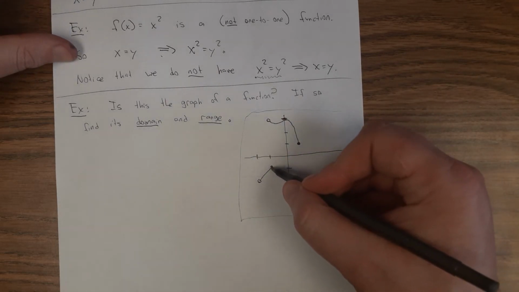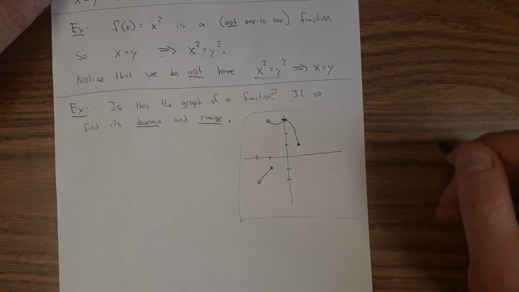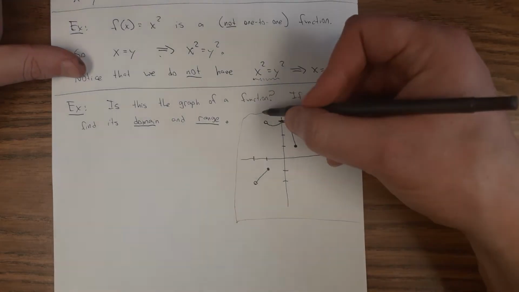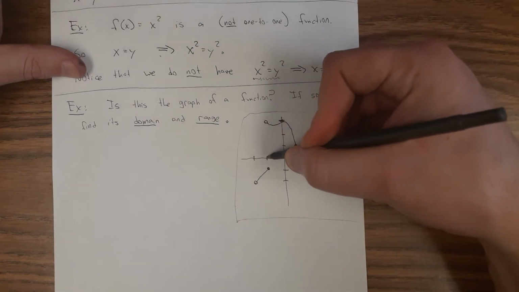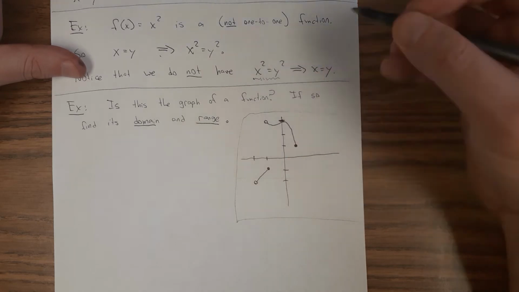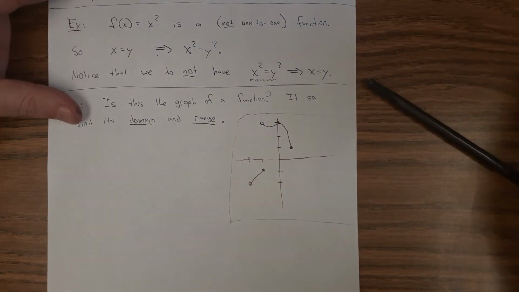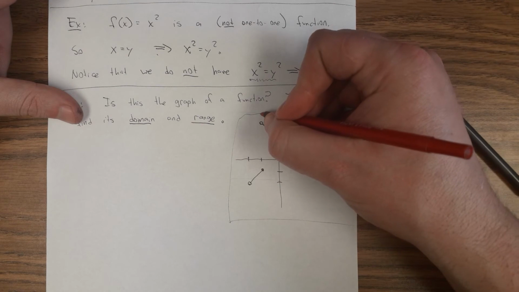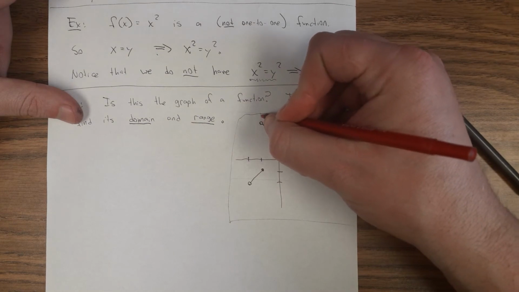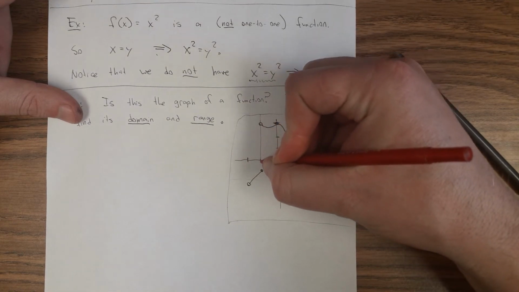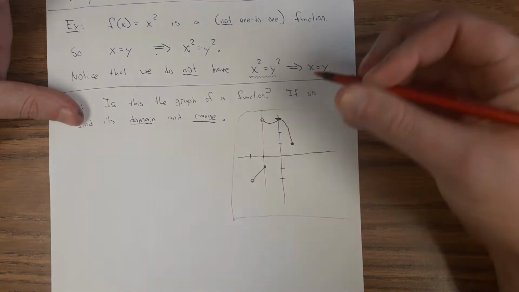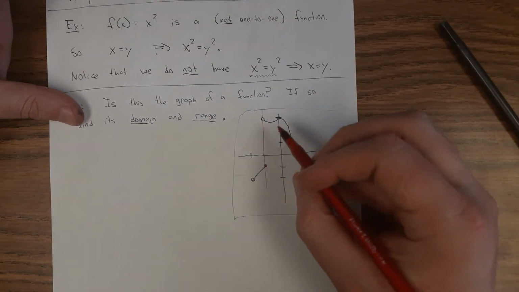A closed dot means that there's actually a point there. So again, let's talk about this vertical line. This vertical line, and maybe I'll even draw it in red, only crosses once. It crosses here.